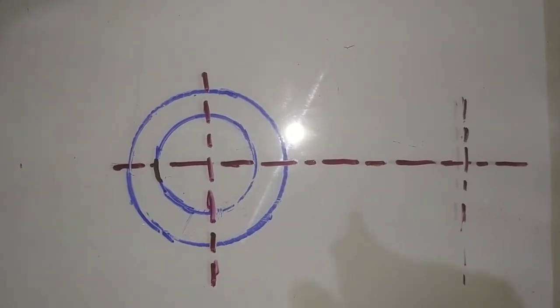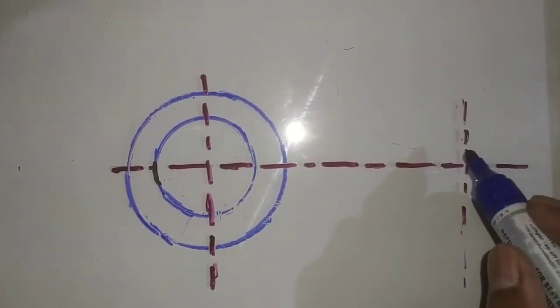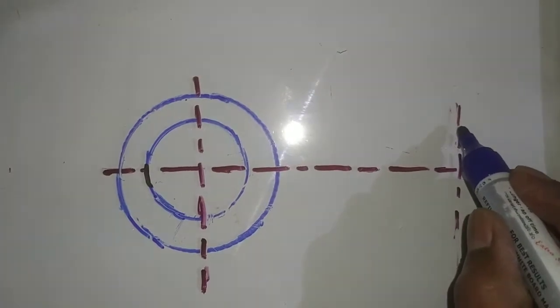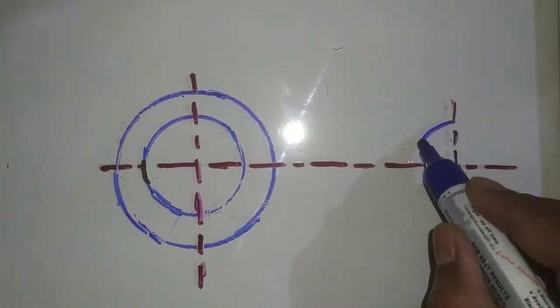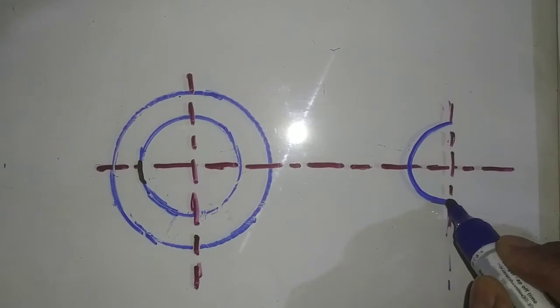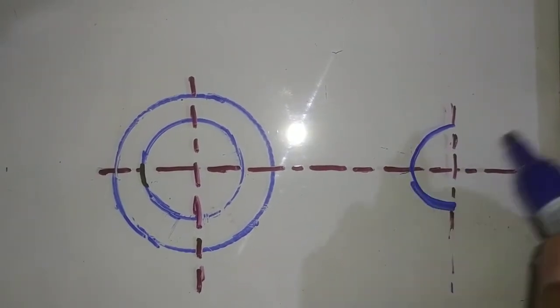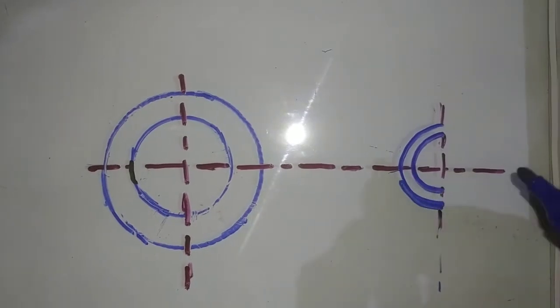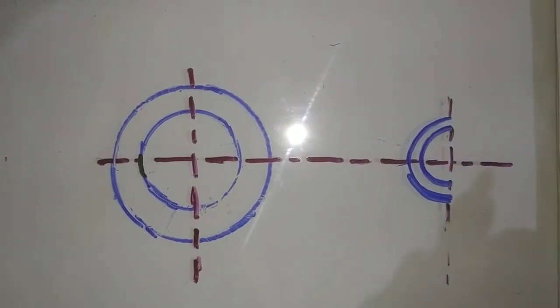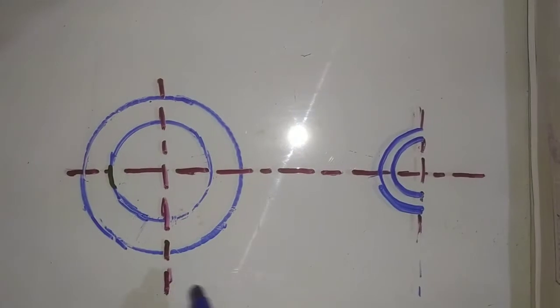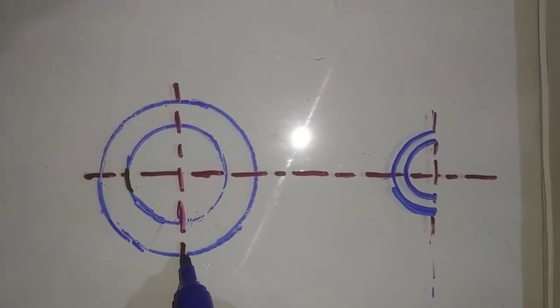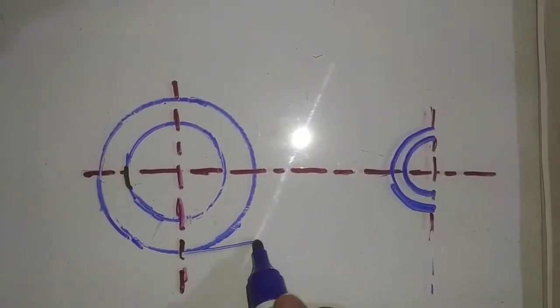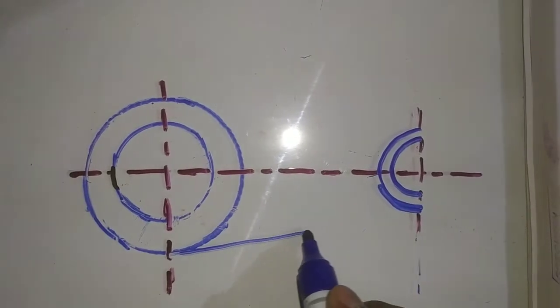And what is the diameter? Diameter is this 15, means 30 mm. And internal diameter is 10 mm. They have given the 20 mm. Now just join these lines. This is the base plate.